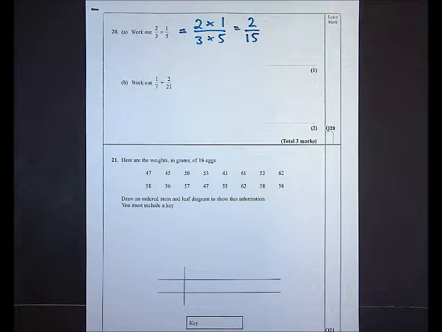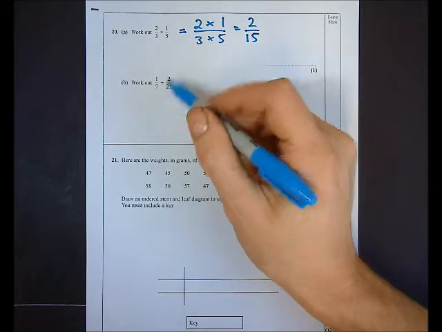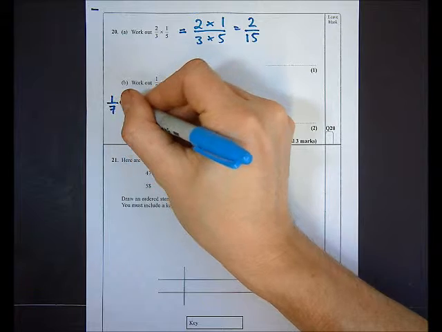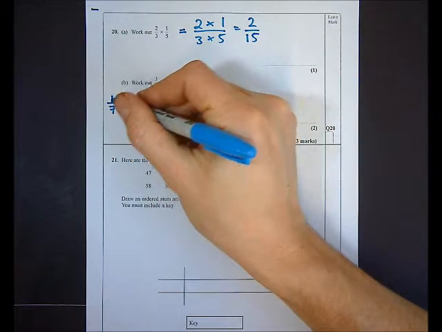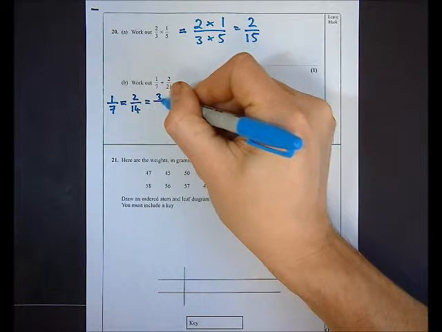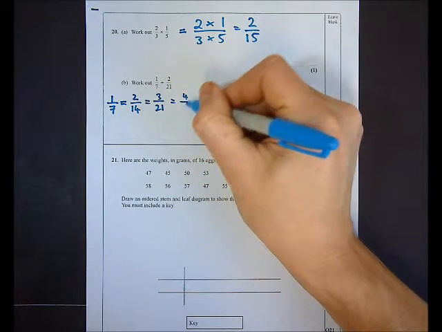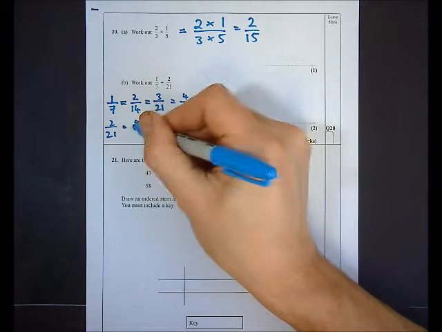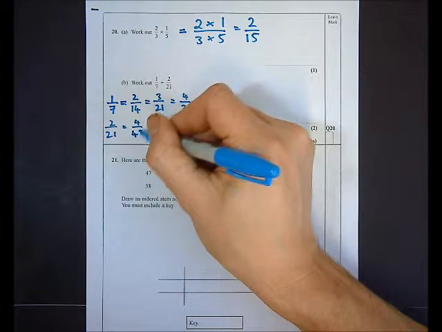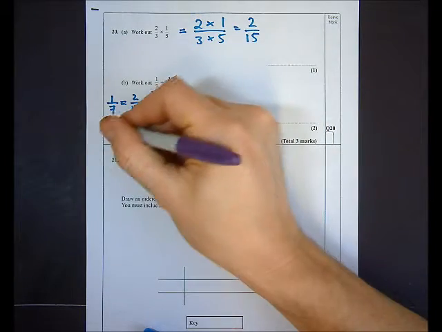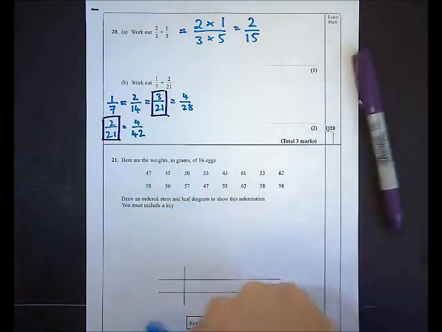In part B, I'm asked to work out 1/7 add 2/21. Now I can't add them at this moment in time because they've got different denominators. So what I'm going to do is create a set of equivalent fraction chains with the 1 times table on the top and the 7 times table on the bottom. And similarly for 2/21s, I have the 2 times table on the top and the 21 times table on the bottom. Now I'm not going to go any further because I can see from that straight away I now have two fractions where the denominator of 21 is the same.